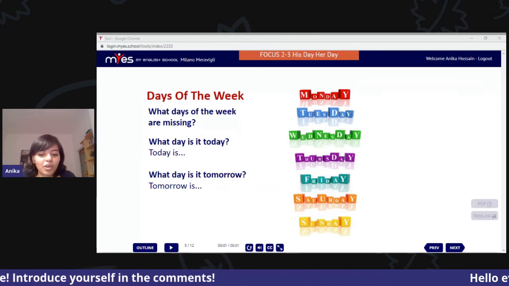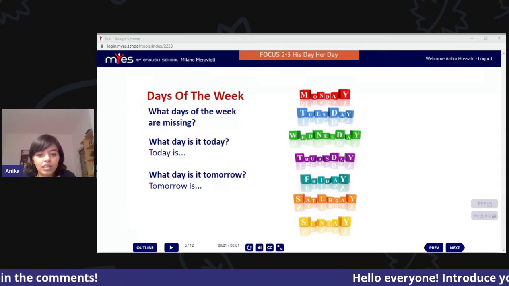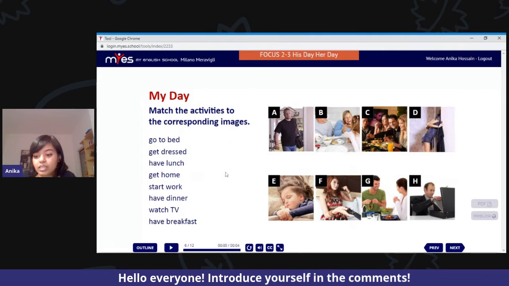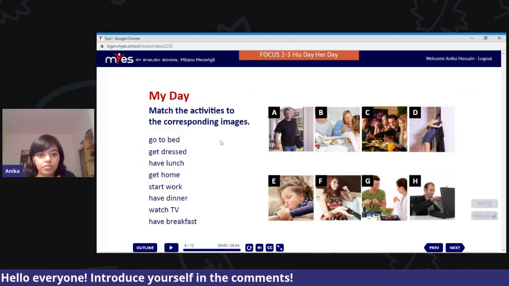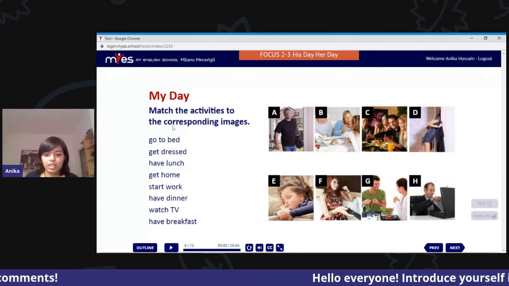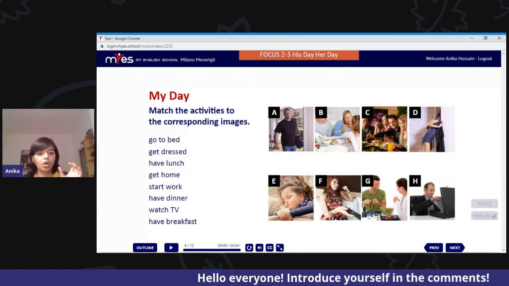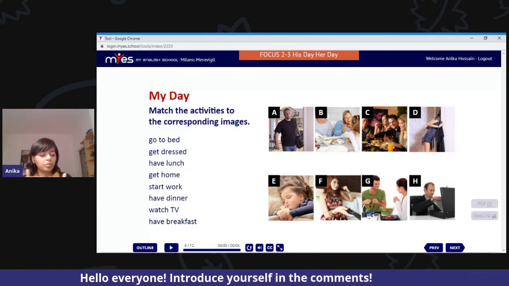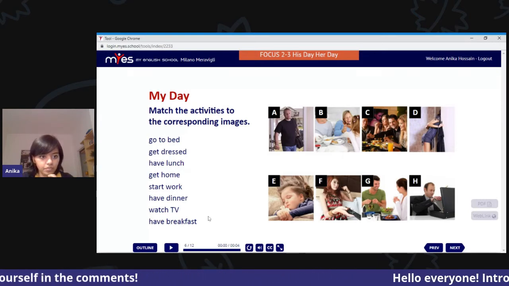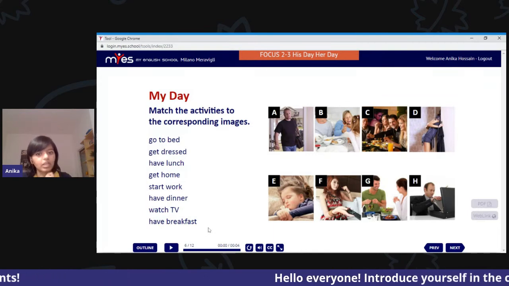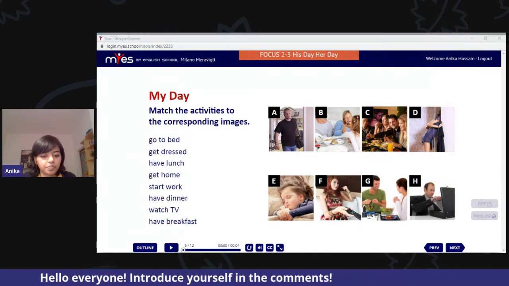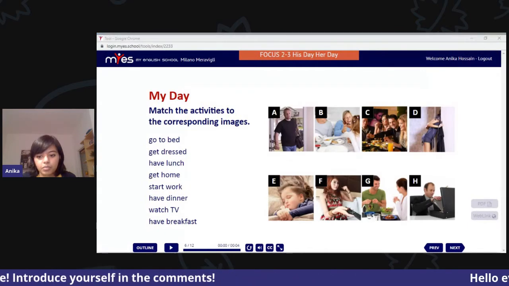So we're going to move on. And we're going to talk about daily activities that you do. So daily routine. So in your day, what do you do? So we have some pictures here and you have a list of activities. So you have to match the pictures with the list of activities. Okay, so I'll give you some time to do it. Write just the alphabet and the activities. Let me give you some time.